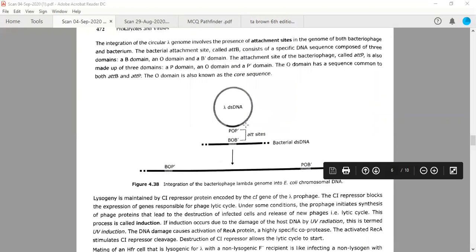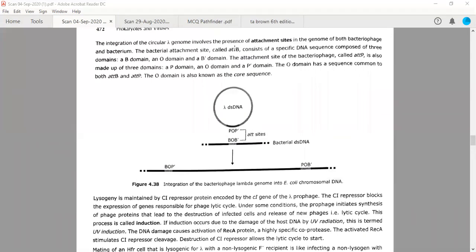As I told you, these have two sites. One is called POP dash, and one is called BOB dash. The first one is called att P, the attachment site of the bacteriophage. And this is called att B, which is the attachment site for bacteria. Now they will undergo some homologous recombination, because, you know, this bacterial chromosome is circular, and the phage genome is also circular now.